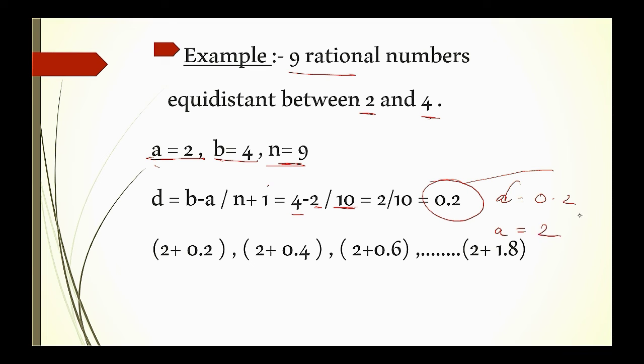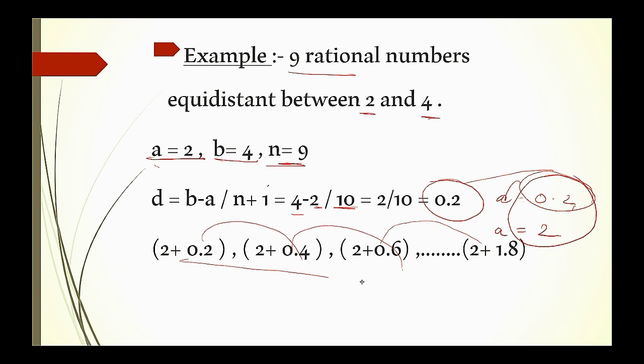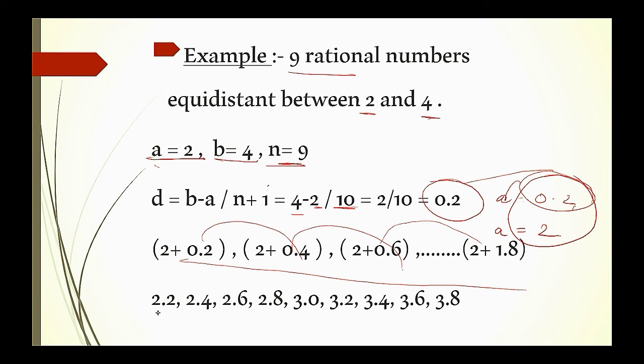a is equal to 2. We should add to this 2 the multiples of d. So 2 plus 0.2, then the next multiple 0.4, then 0.6, and in between there are a lot of numbers, up to 1.8. Those are the 9 numbers. I have shown you a few numbers. We'll write the answer. When I add 2 plus 0.2, I get 2.2. 2 plus 0.4 is 2.4. 2 plus 0.6 is 2.6. 2 plus 0.8 is 2.8.